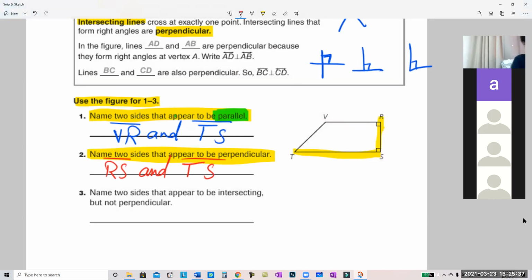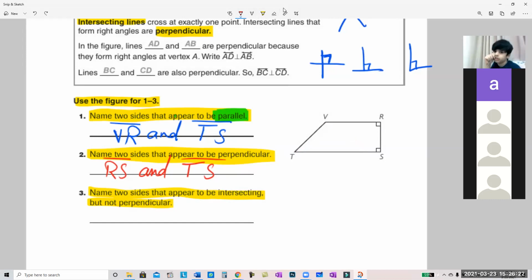Okay, what about Ali Nabil Miseri? Name two sides that appear to be intersecting but not perpendicular. RT and VS. Okay, wait a minute. There is no such thing like that. There are no lines here, RT and VS. They are not matched to each other. So you need to write two lines that intersect each other, but not making a square corner.